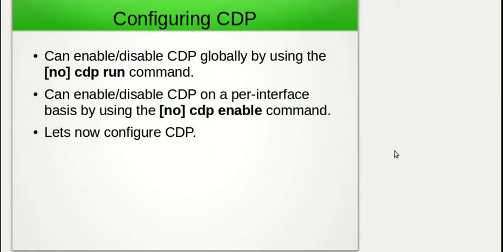advertisements. Now we can enable or disable CDP globally on the switch, so enable and disable CDP on all interfaces on the switch, by using the cdp run command. If we use no cdp run, that will disable CDP globally on the switch. And we can enable and disable CDP on a per interface basis by using the cdp enable command. So cdp enable turns it on on a per interface basis, no cdp enable will disable it on a per interface basis. So now let's actually go to the console line of a device and see CDP in action.